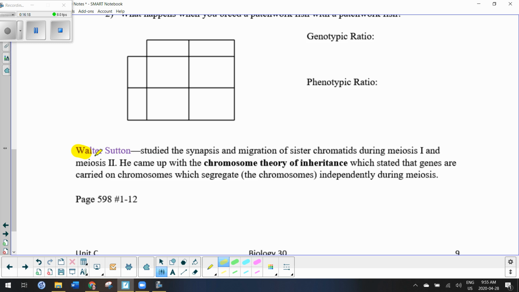Last thing I need to talk about in this video is Walter Sutton. Walter Sutton studied synapses, so that's in your neurons, and the migration of sister chromatids during meiosis 1 and meiosis 2. Okay, so that's talking about the movement of the chromosomes during cell division, and specifically meiosis, so the creation of the gametes, for example. He came up with the chromosome theory of inheritance. So this stated that genes are carried on the chromosomes, which segregate independently during meiosis.